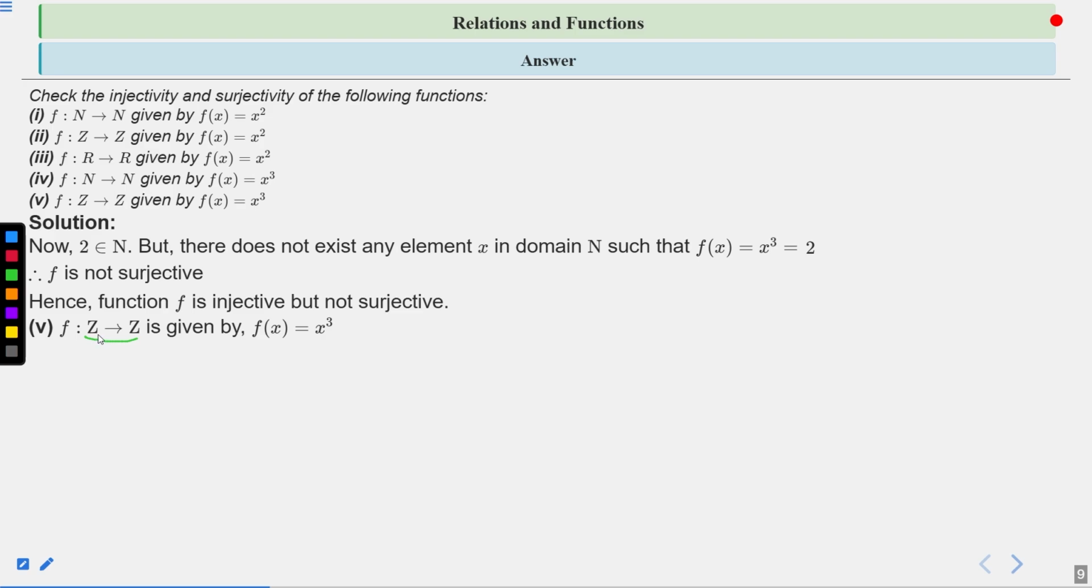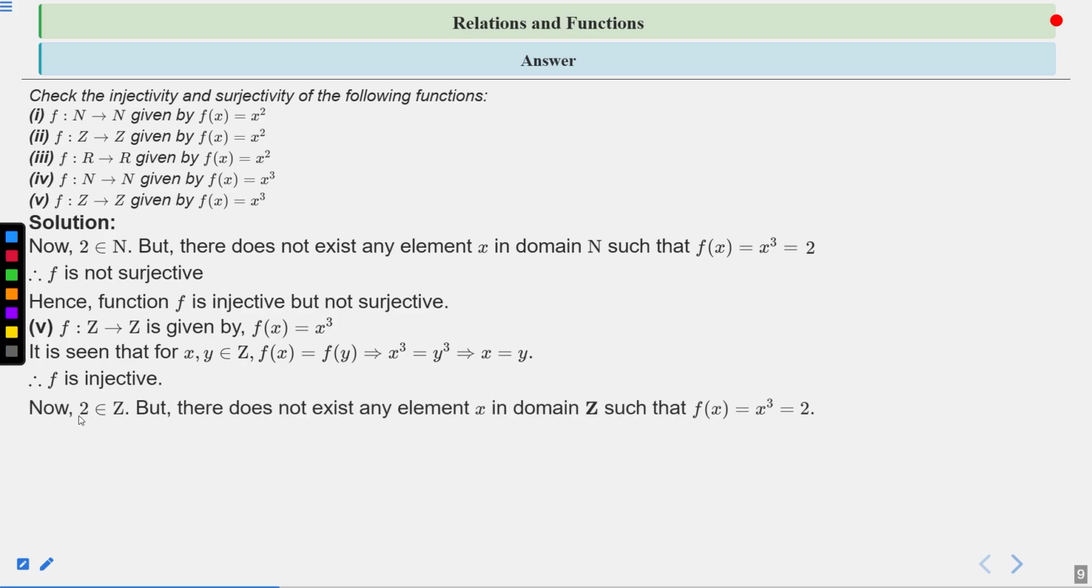Now for the fifth part, function defined from the set of integers to the set of integers, f(x) is x cube. In order to show 1-1, we start with f(x) is equal to f(y). x and y both belong to the domain set, and we need to show that x is equal to y. So x cube is equal to y cube. So we are getting x is equal to y, meaning our given function is 1-1. So therefore f is injective.